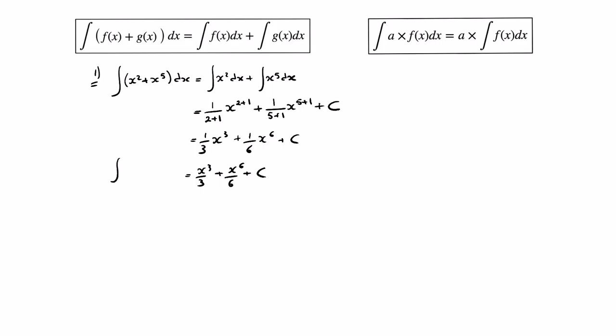And there you go, that's our final answer. The integral of the sum of x squared and x to the power of 5 equals x cubed over 3 plus x to the power of 6 over 6 plus c.